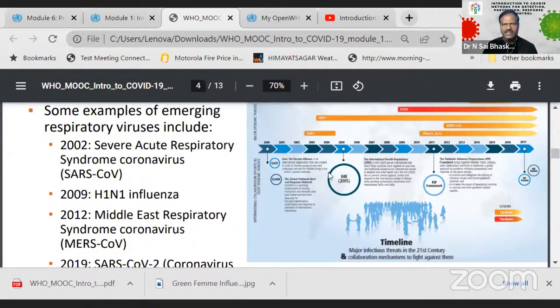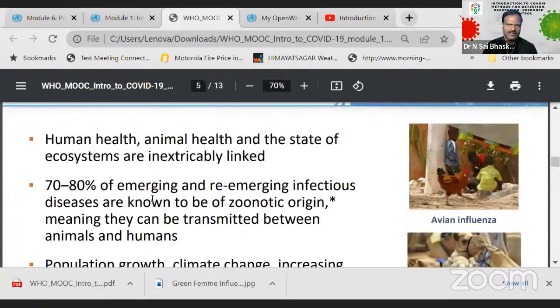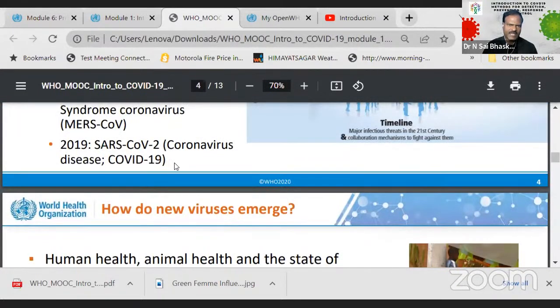The historical sequence is also given. It started in 2002 with SARS-CoV, then 2009 H1N1 influenza, 2012, and 2019 onwards, we have this COVID-19, otherwise called SARS-CoV-2, the novel coronavirus. We have various variants like Delta, a major variant. Another major variant is Omicron. Within Omicron, we have BF7.